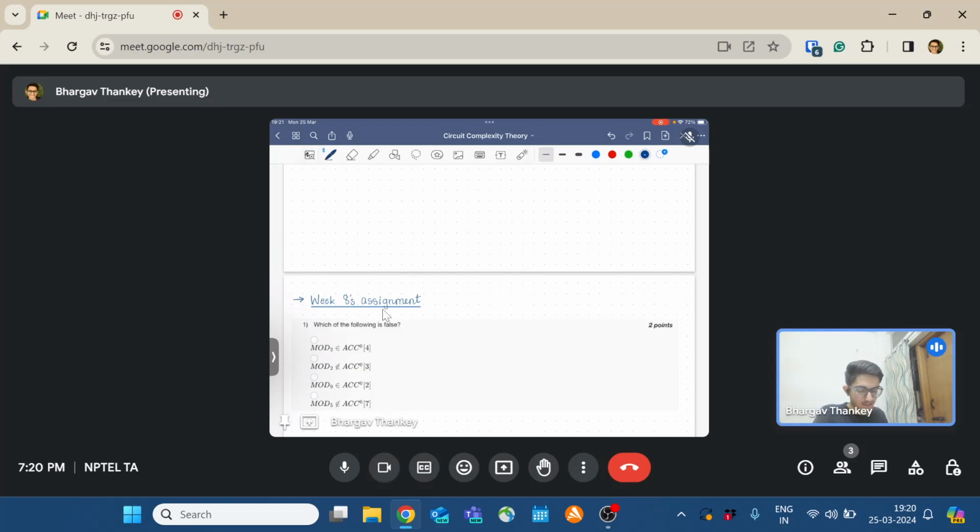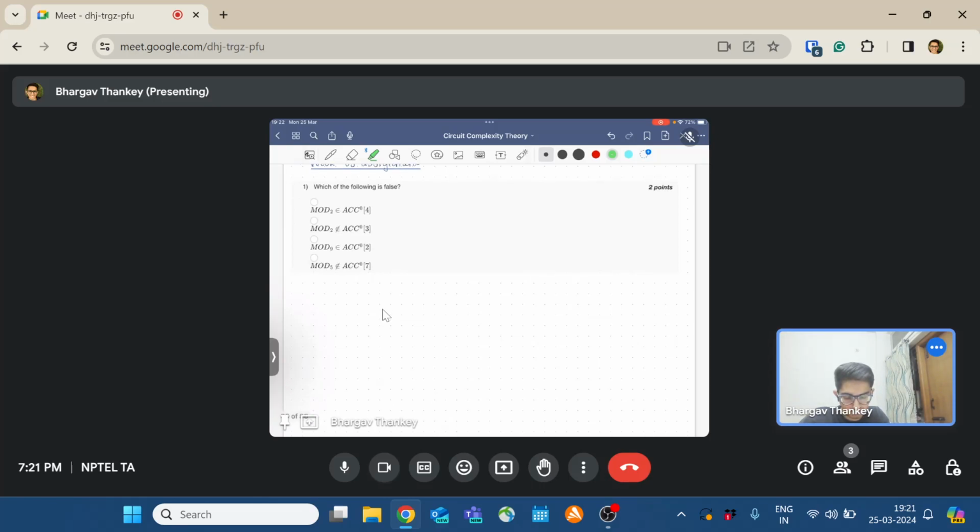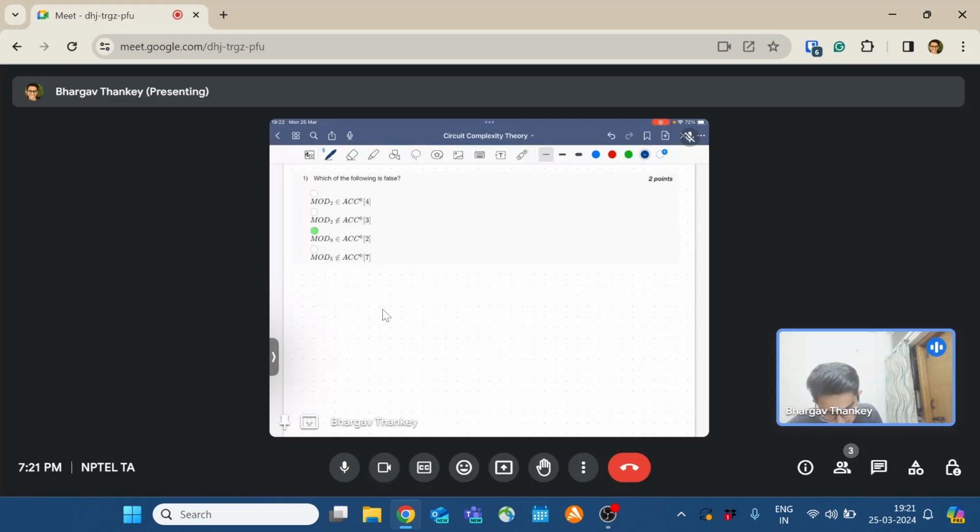So the first problem is: which of the following is false? A, Mod 2 is contained in ACC0[4]. B, Mod 2 is not contained in ACC0[3]. C, Mod 9 is contained in ACC0[2]. And D, Mod 5 is not contained in ACC0[7]. So which of these is false? Okay, so it's C. So what we'll do is show that A, B, and D are true, and also that C is false.